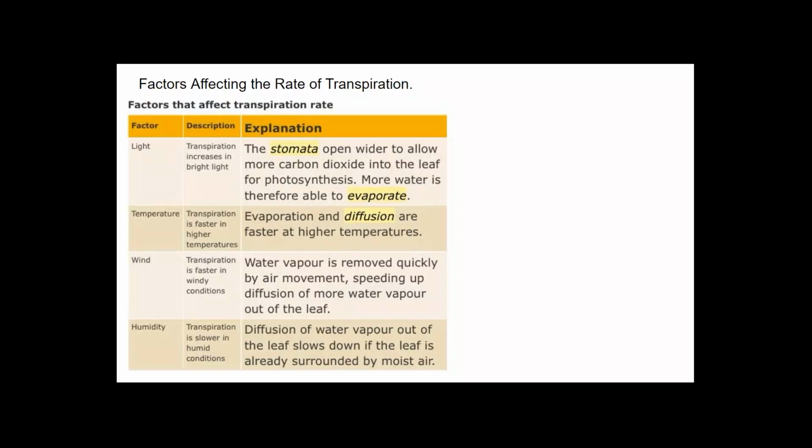Then wind. Transpiration is fast in windy conditions, as water vapor is removed quickly by air movement, speeding up the diffusion, really because the water potential difference is greater. And humidity, which slows down the rate of transpiration. So diffusion of water out of the leaf slows down because the atmosphere is already moist.